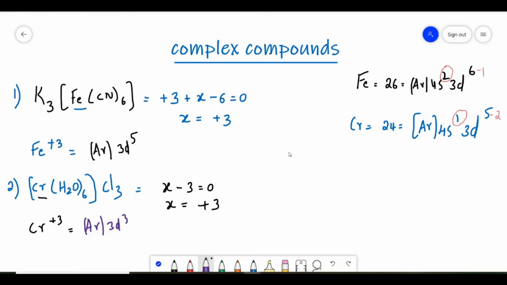In this way, try to find the oxidation state of some complexes by taking any example, and also try to write the configurations, how to write the configuration for the ions. If you are thorough with this, next we can go for the next topic, nomenclature. For nomenclature, we have to know how to calculate the oxidation state, that's why we have discussed oxidation states.